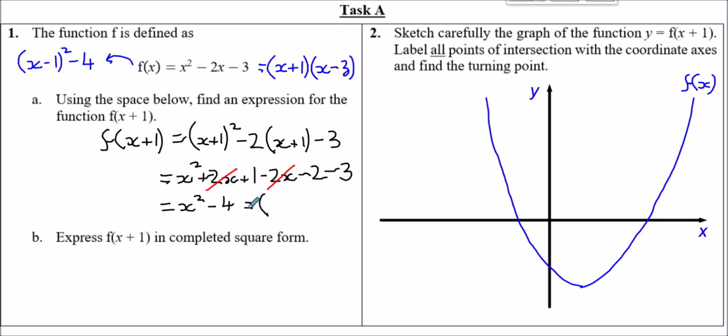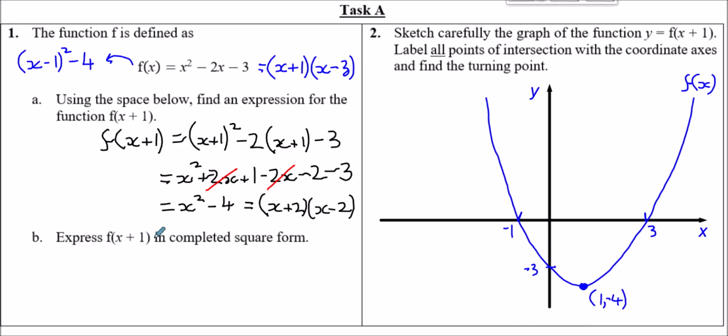Which we can then factorise into x plus 2, x minus 2, because it's a difference of 2 squares. So it's going to have roots at positive 2 and negative 2. So if I just remind us of what f of x had for its intercepts, we had minus 1 and positive 3, and a y-axis intercept at minus 3. Also, it had a minimum point at 1, minus 4, and so this here has a minimum at 1, minus 4.